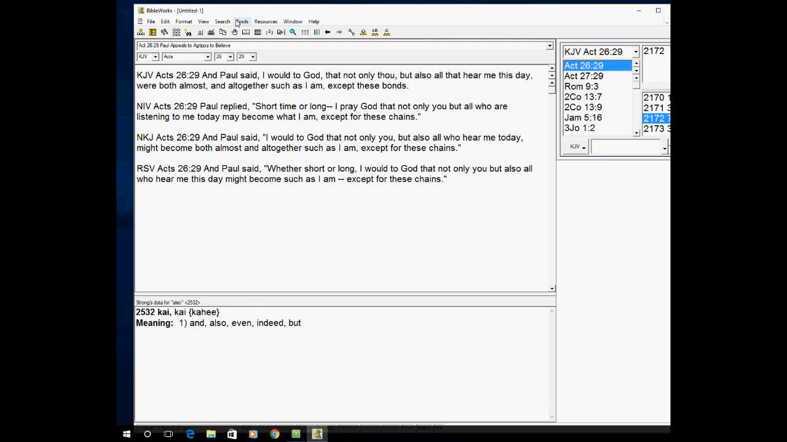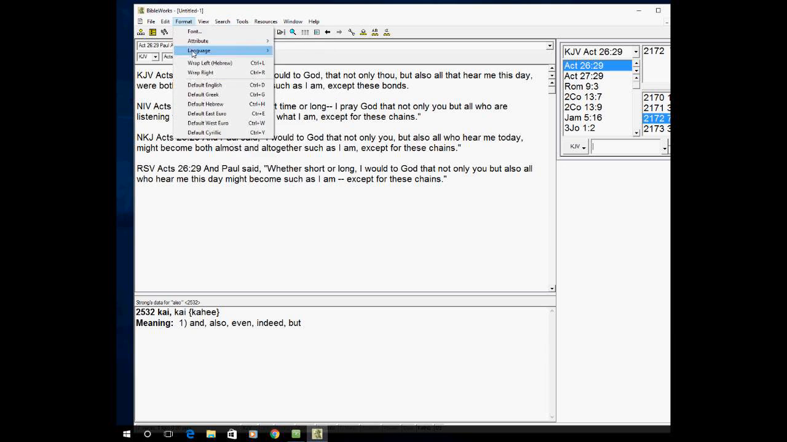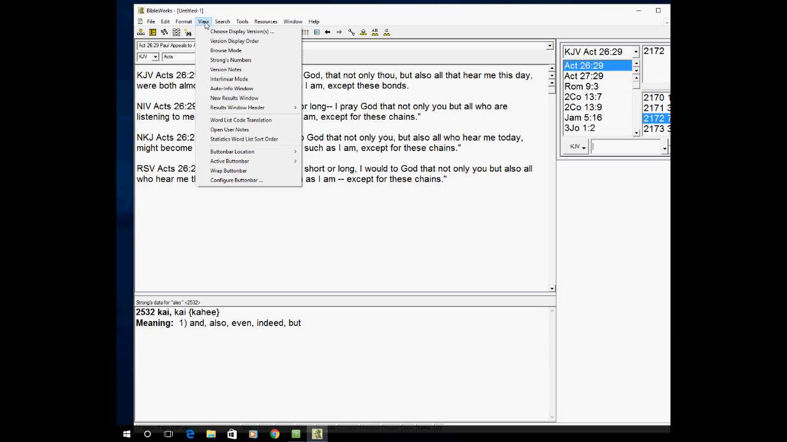Tools. I'm clicking on it. Yeah, I can do it just the other way. Oh, there it goes. Okay. Now, where am I going? Strong's numbers right there.